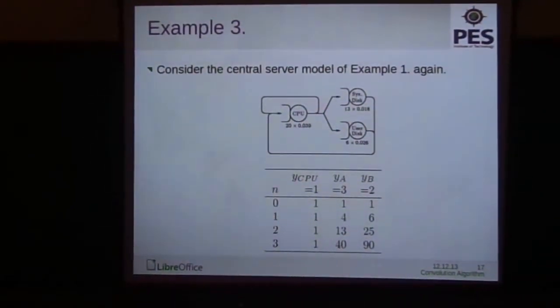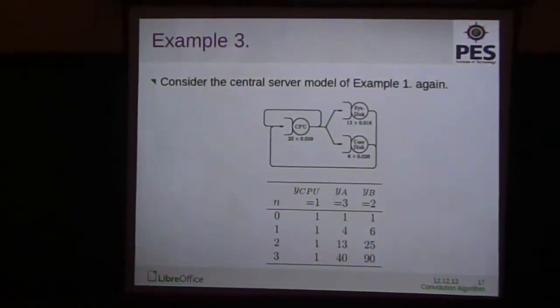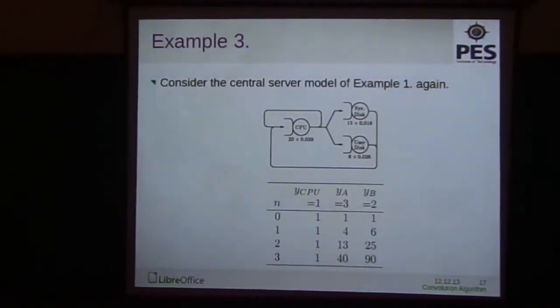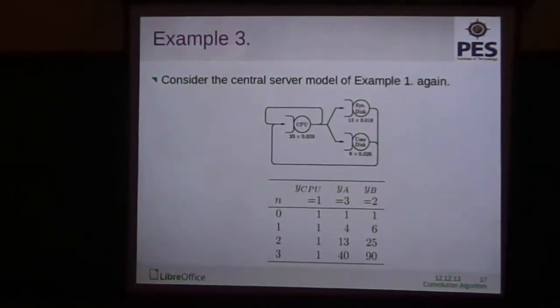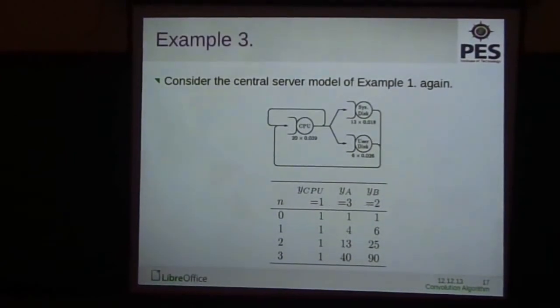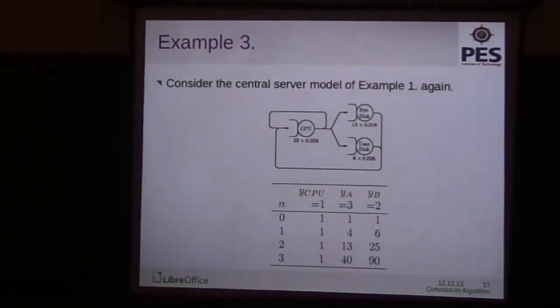For the example, 1 plus 3 cross 1 gives 4, 1 plus 3 cross 4 gives 13, 1 plus 3 cross 13 gives 40, 4 plus 2 cross 1 gives 6, and so on.